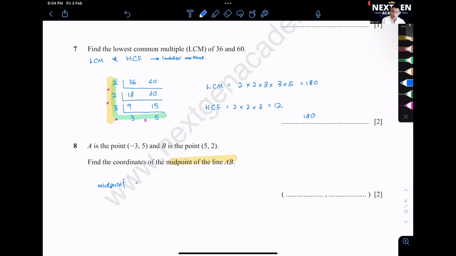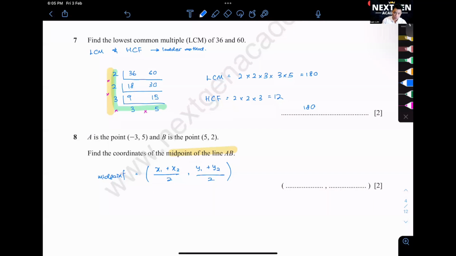A lot of students always tell me, teacher, is x2 minus x1 divided by 2. No, it's x1 plus x2 divided by 2. It may sound very simple, but I see a very high percentage of students always write minus when they do midpoint. So you first got to remember the formula. Midpoint is actually just finding the average.